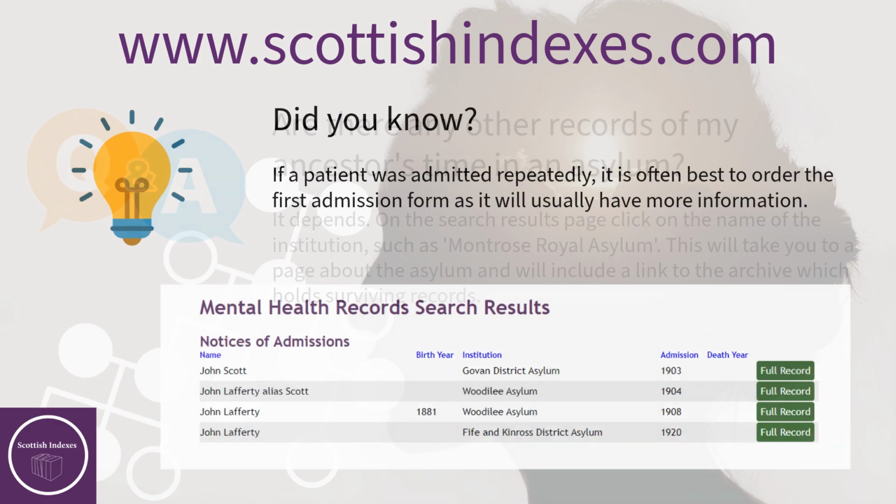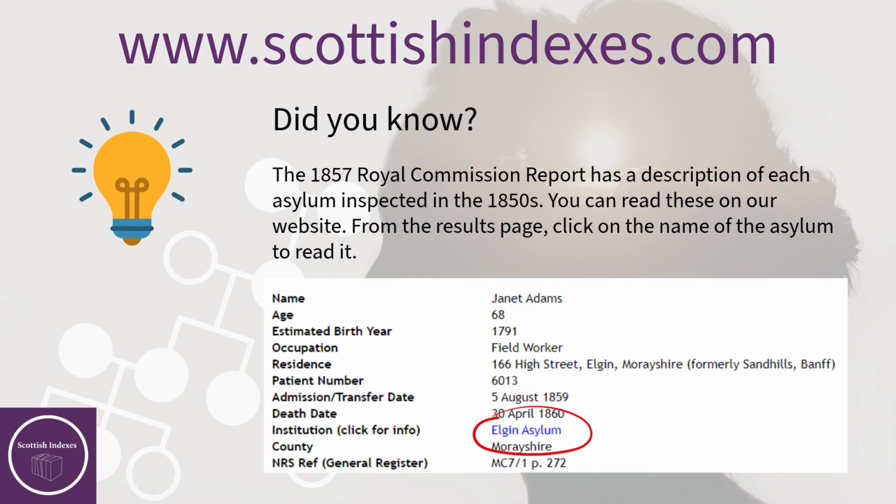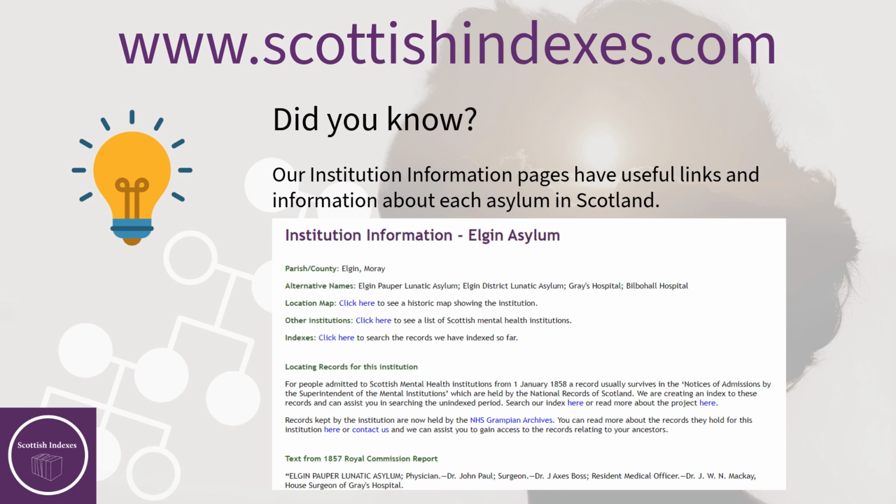Did you know? If a patient was admitted repeatedly, it's often best to look at the first admission form, as it will usually have more information. When a patient was transferred, the information can be more limited. Did you know? The 1857 Royal Commission report has a description of each asylum inspected in the 1850s. You can read these on our website. From the results page, simply click on that name of the asylum to read it. Our institution information pages have many useful links and information about each asylum in Scotland.